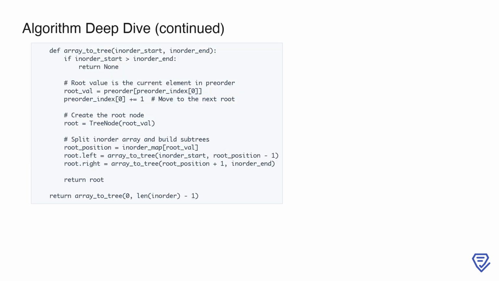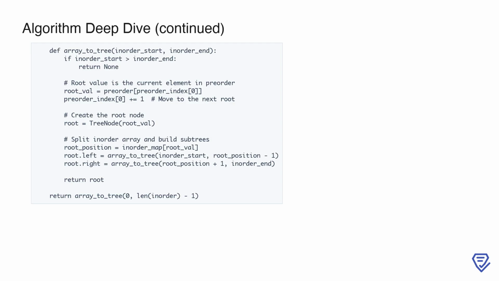The implementation defines a helper function, array_to_tree, which takes inorder_start and inorder_end as parameters to represent the current subtree boundaries. If the start index exceeds the end index, it means there's no subtree, so we return None. The root value for the current subtree is taken from the preorder array at preorder_index, which is then incremented to move to the next root. A new tree node is created with this root value.